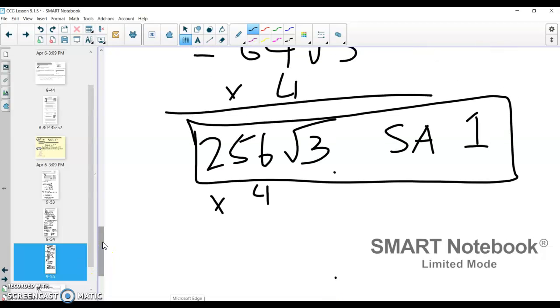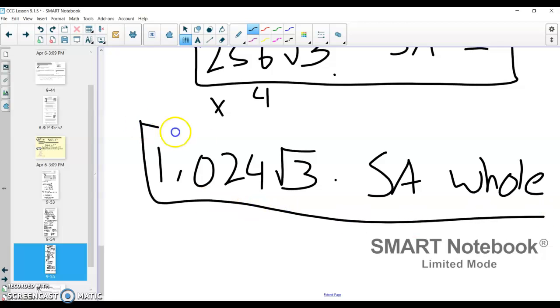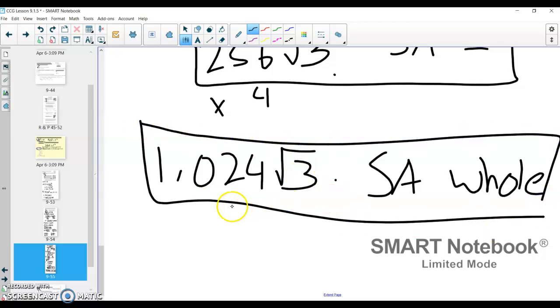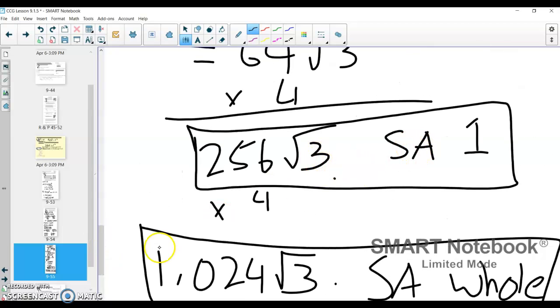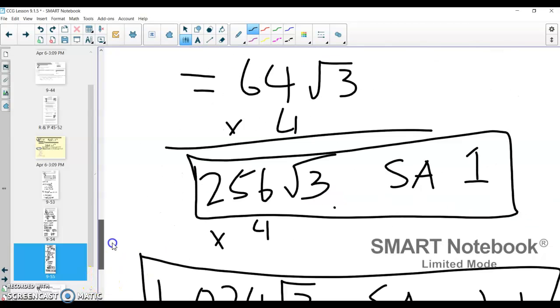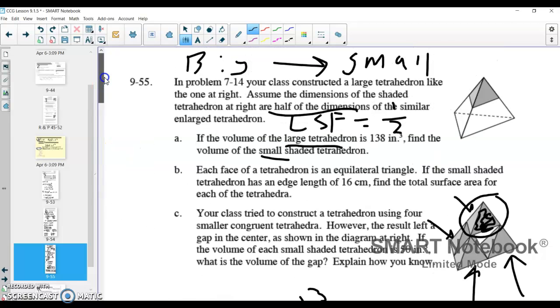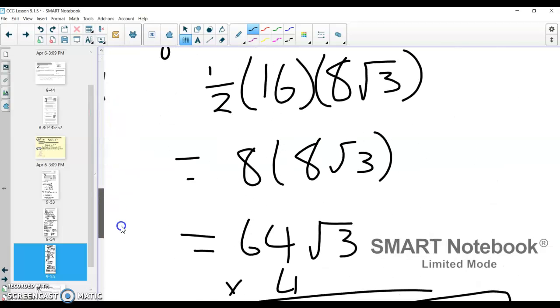And so 256 times 4 gives me 1,024, still tagging on the square root of 3 here, and that is the surface area for the whole shape. All right. Like I said, I wanted to use both of them because I didn't really know what the question was asking for. So surface area for just the one small tetrahedron, and then surface area for the whole big tetrahedron. Okay. This is a really good problem, just in the sense of finding the area of a triangle, finding surface area, and then multiplying that surface area to figure out the big surface area.